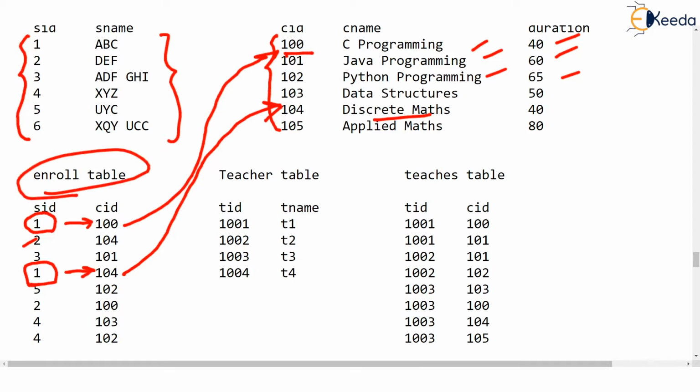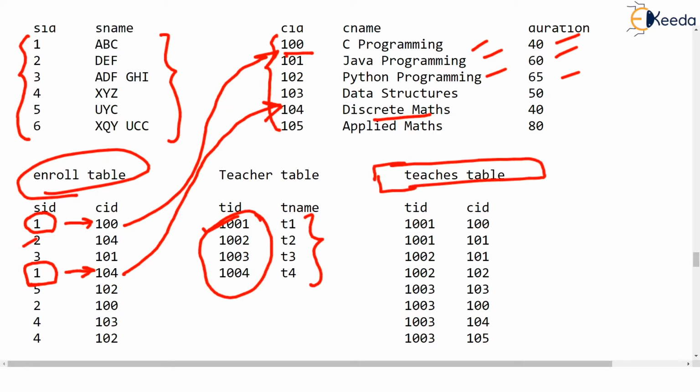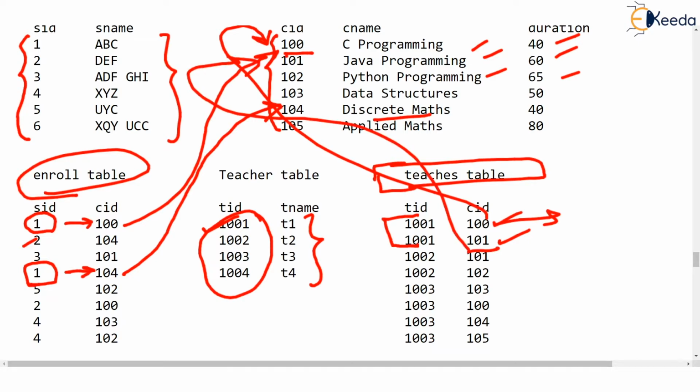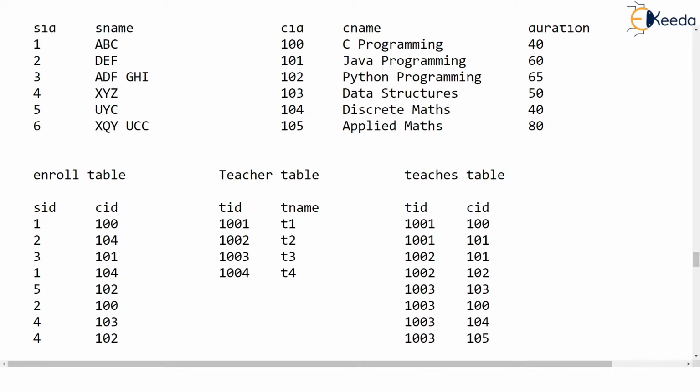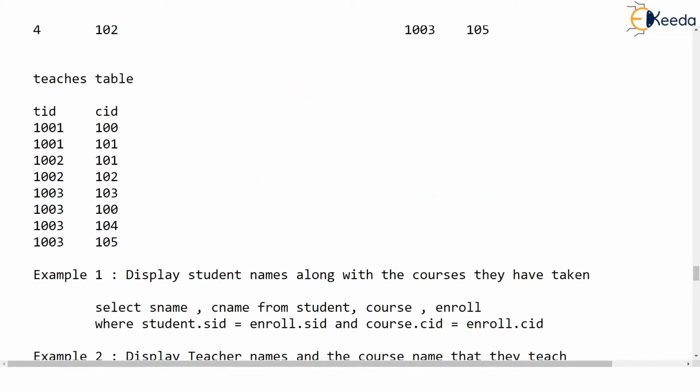Teacher table, these are our teachers. Some arbitrary names I have taken for teachers, and TID is the primary key. The teaches table tells us which teacher teaches which subject. You can see that teacher number 1001 teaches 2 subjects, where 100 means C programming and 101 means Java programming. This is the database given. Let's start with our exercise.